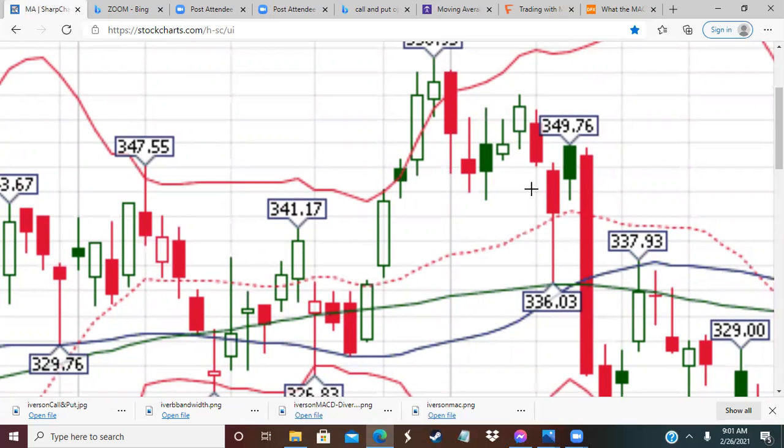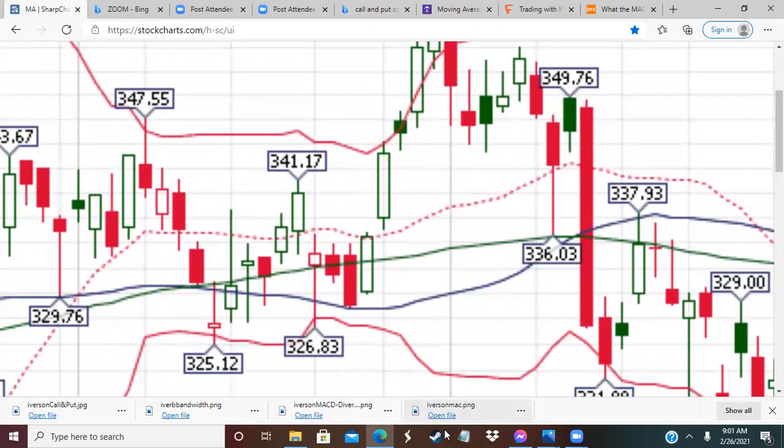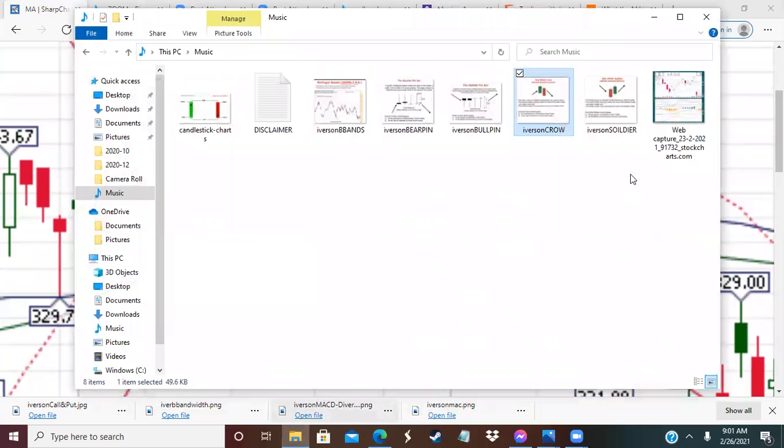Okay. So there you go. That's the crow. Now let's talk about the last one. Let's talk about the soldier. And I'll show you an example of it.